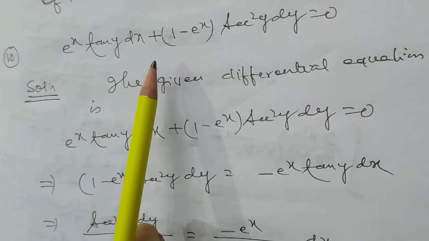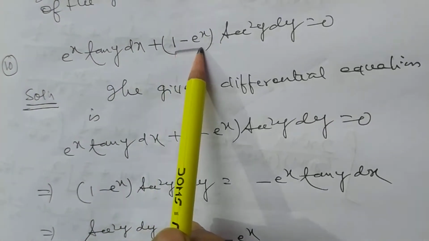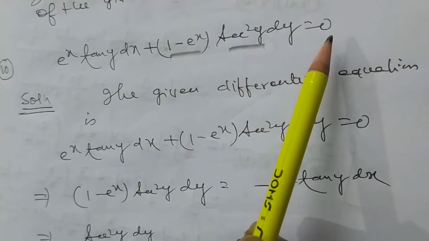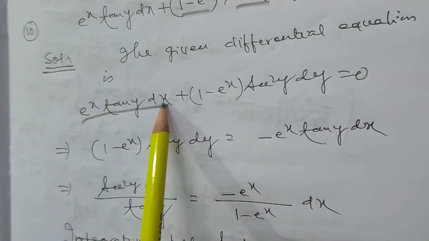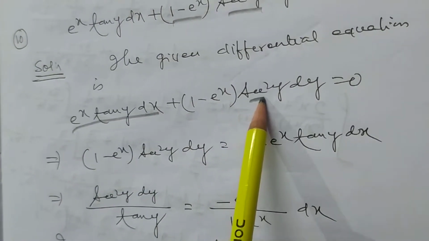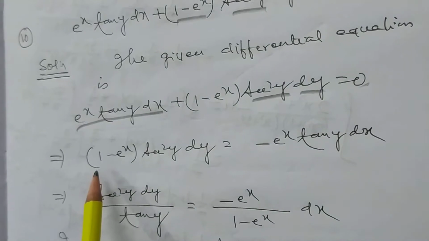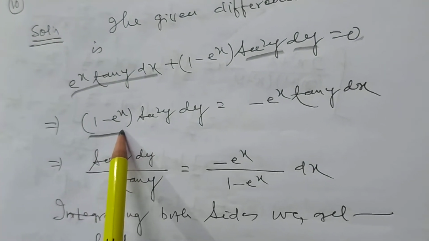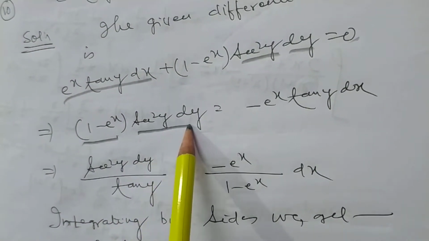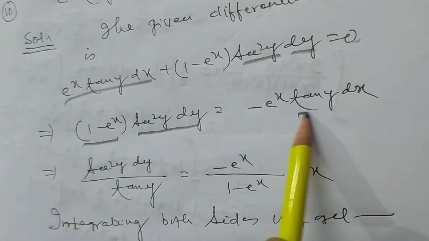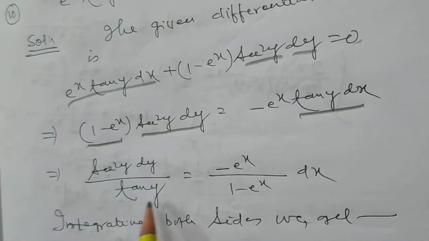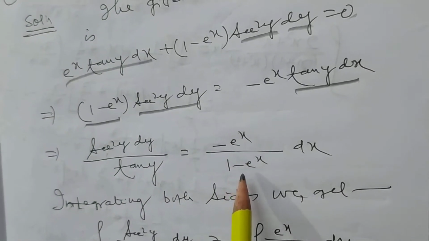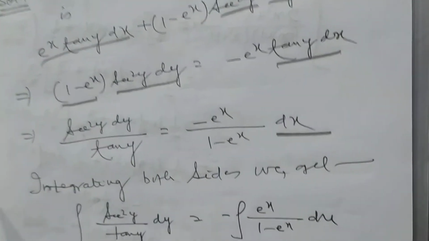Now problem number 10. e to the power x tan y dx plus bracket 1 minus e to the power x sec square y dy is equal to 0. The given differential equation is e to the power x tan y dx plus 1 minus e to the power x sec square y dy is equal to 0. Now it can be written as 1 minus e to the power x sec square y dy is equal to minus e to the power x tan y dx. So it will be sec square y dy by tan y is equal to minus e to the power x by 1 minus e to the power x into dx.